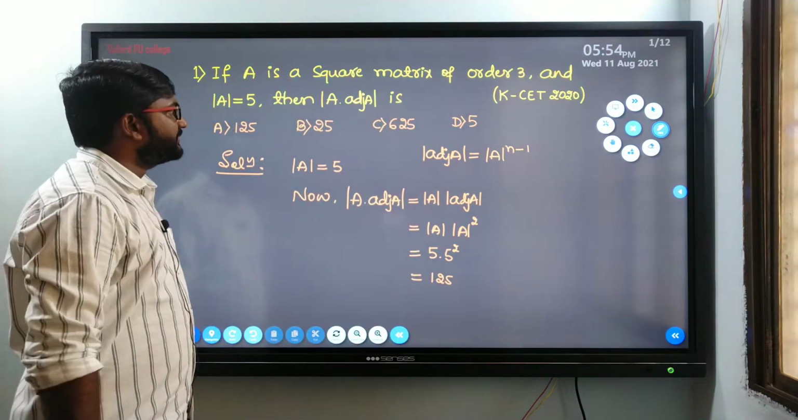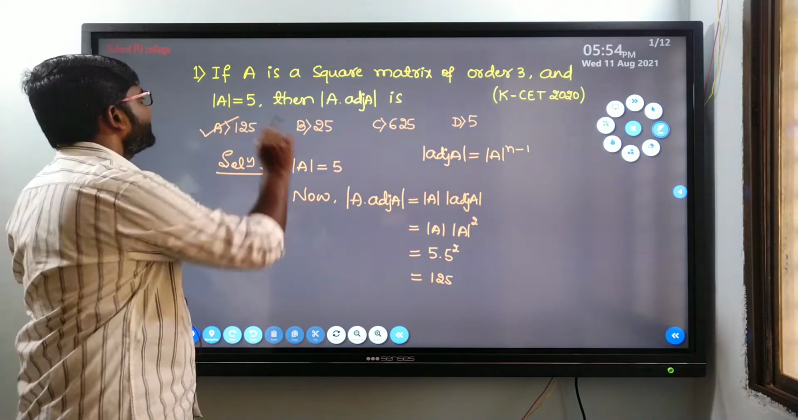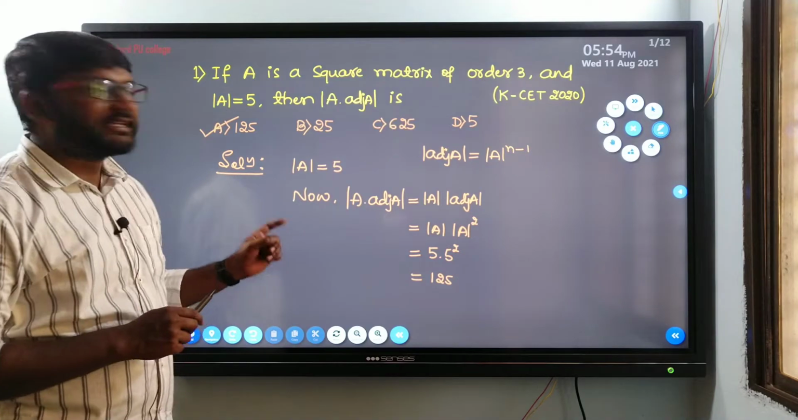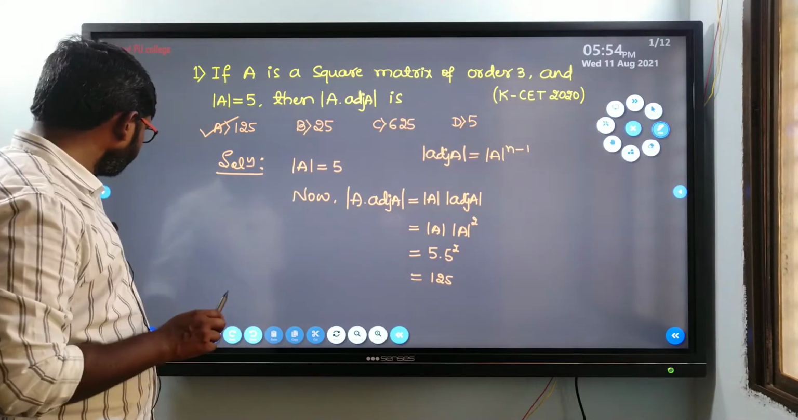So search for the options now. Option 1 is the correct answer. This is all about question number 1. Quickly go through this, then I will be going for the next question.